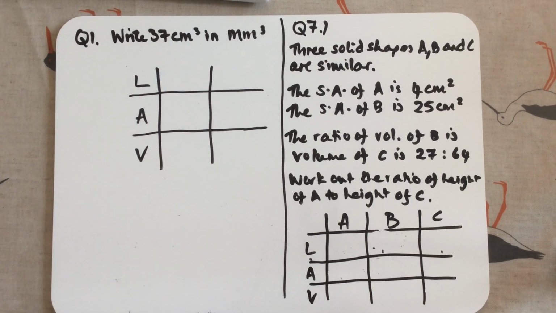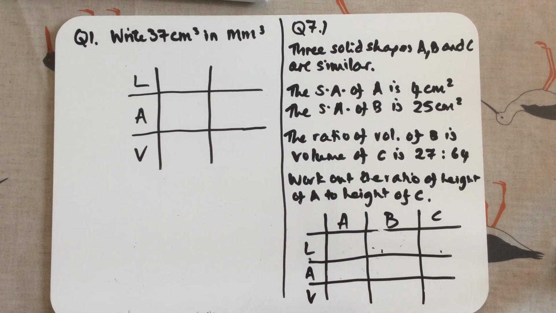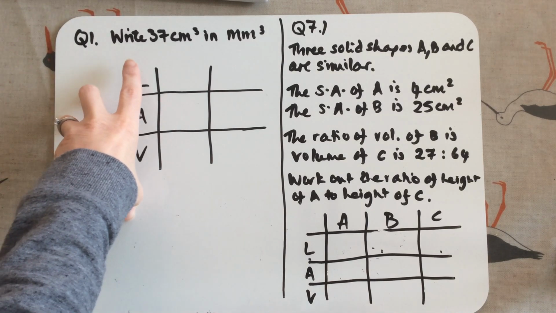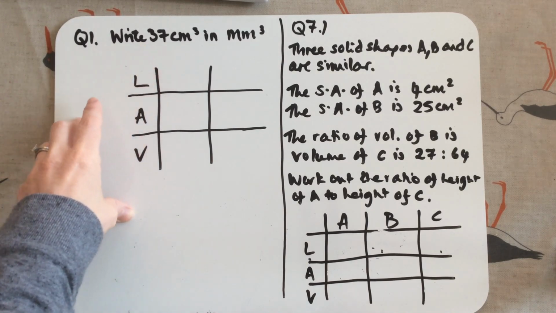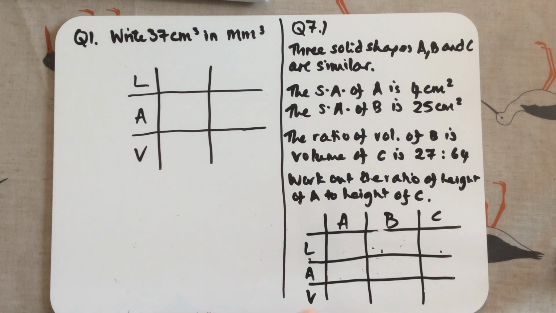Hello Year 11. Today I have set you a worksheet on exam questions on similarity and length, area and volume. And I wanted to talk through a couple of questions from the sheet so that you knew what to do. So question number 1 is about changing metric units when it isn't just a metric unit conversion for length.